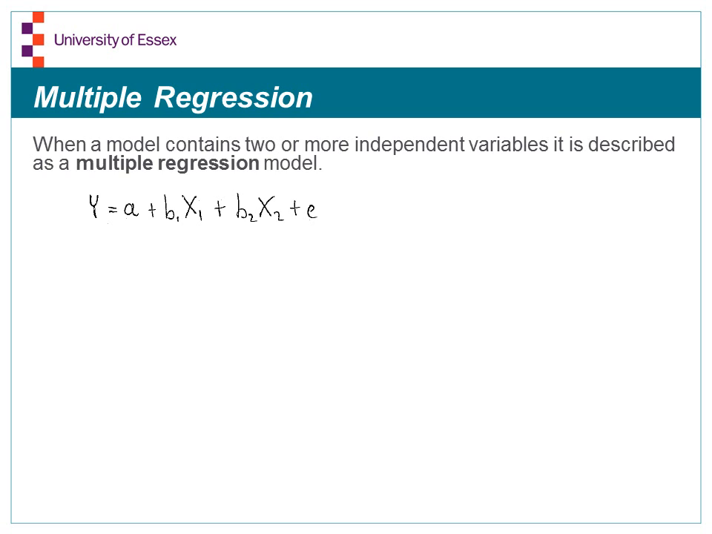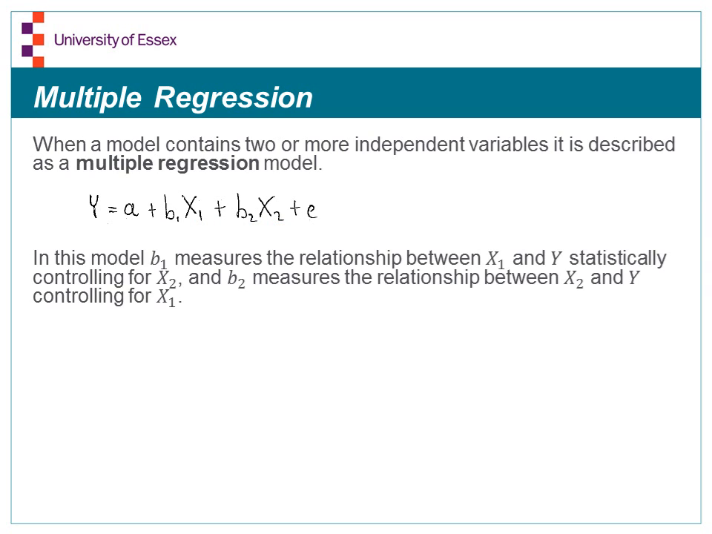So here, for example, we've got y equals a plus b1x1, just like before, but now we've got a plus b2x2 and an error term on the end. So what are these telling us? B1 is trying to measure the relationship between x1 and y, statistically controlling for x2, and B2 is trying to measure the relationship between x2 and y, controlling for x1.